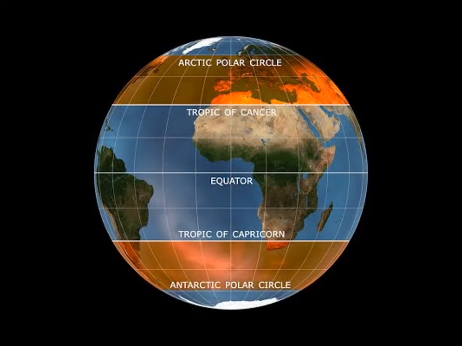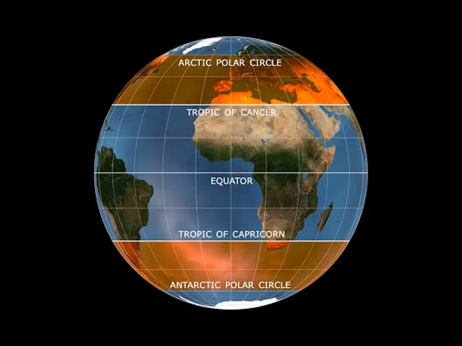As we know, we distinguish three types of zones in the Earth: the temperate zone, cold zone, and hot zone. The hot zone is between the tropics, Tropic of Cancer and the Tropic of Capricorn, around the equator. The cold zones are inside the polar circles, the Arctic polar circle at the north and the Antarctic polar circle at the south. And the temperate zones are in between them, between the cold and the hot zones in the north and the cold and hot in the south, temperate zone of the north and the temperate zone of the south.